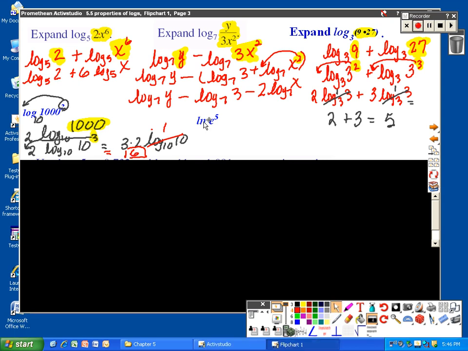When you have natural log, what's your base? E. So here's my power of 5, which will move to the front. So I have 5 natural log E of E. And anytime I have the same base and value, this replaces with a 1. So 5 times 1 is 5.